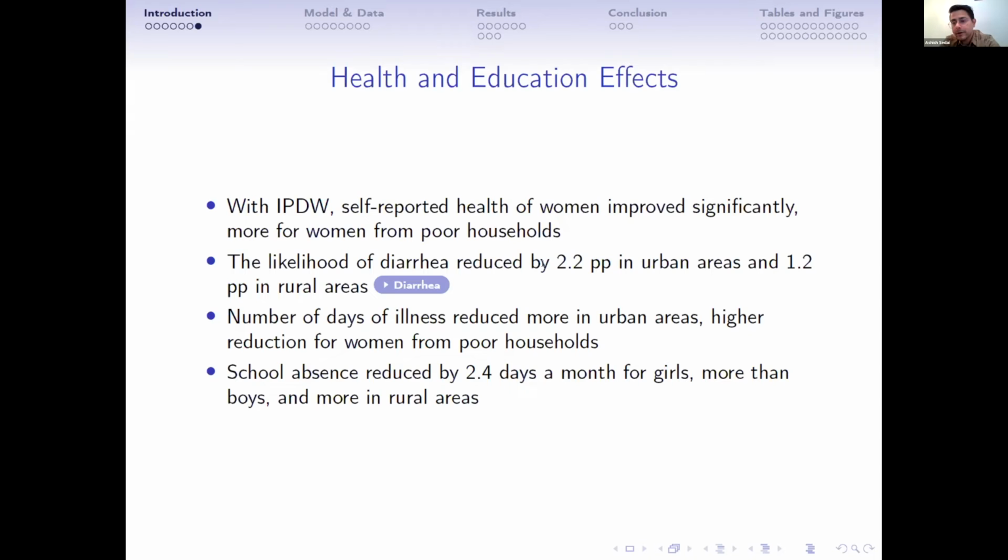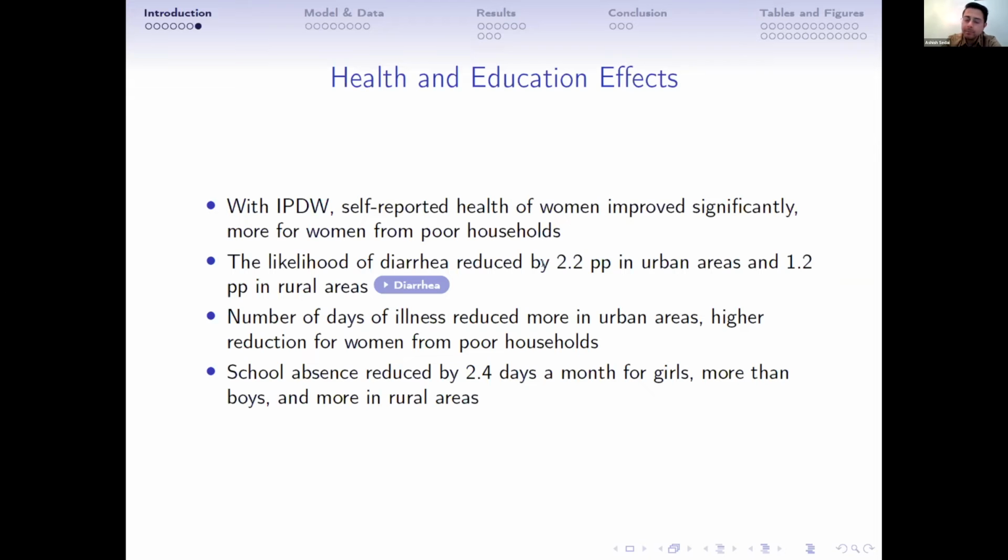School absence reduces by 2.4 days a month for girls, more than boys, and more in rural areas. And 2.4 days a month could imply, if we take this estimate linearly, somewhere around 25 to 30 days less schooling in a year with absence of piped water. And this could be critical in formative years in terms of creating human capital, and could be one of the reasons why in later years there is a lesser demand for women in the labor market because of unemployability or lack of skill. This schooling is critical in that regard.